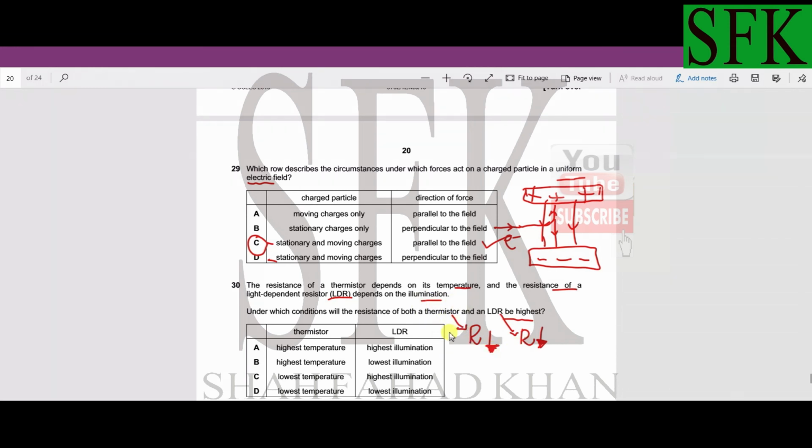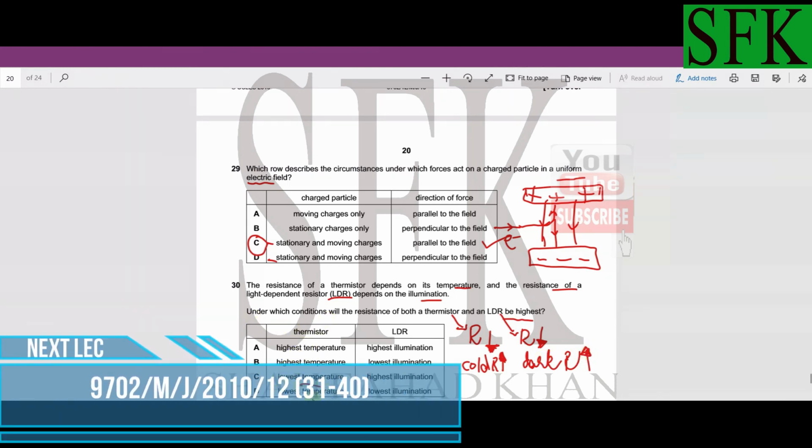If we decrease the temperature, if we make it cold, only in that case will the resistance of the thermistor increase, and if we make it dark, only in that case will the resistance of the LDR increase. So cold and dark: the temperature should be as low as possible and the illumination should also be as low as possible. Answer option D is correct.